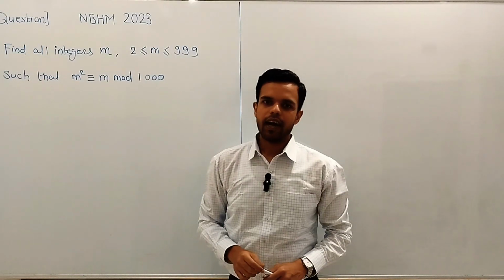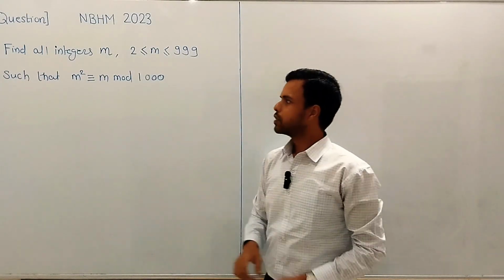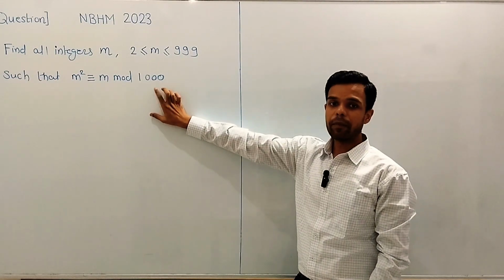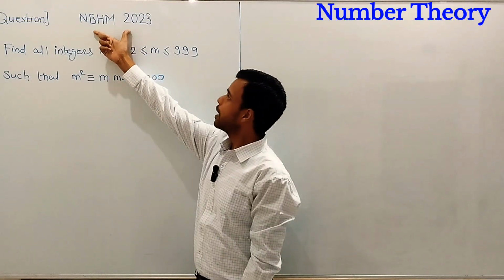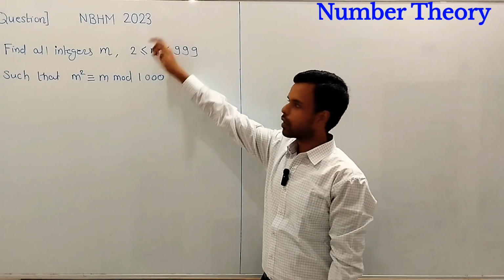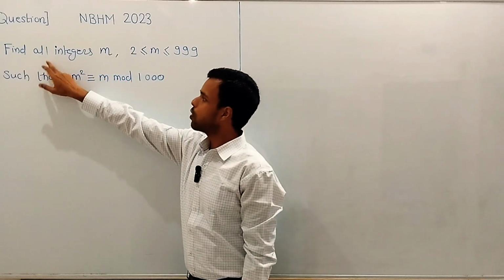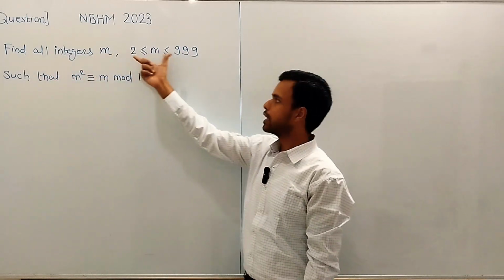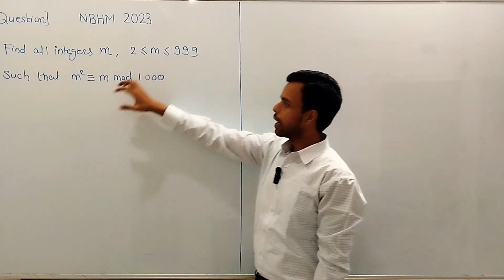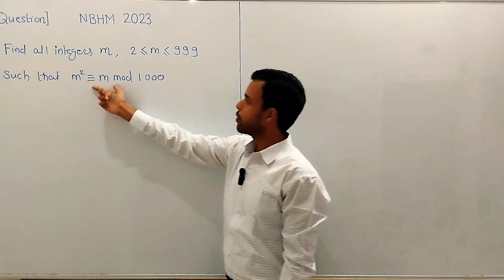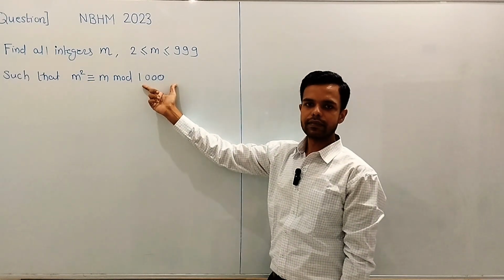Hello everyone, I'm Akash. In today's video, we will solve this interesting question on number theory which was asked in the NBHM 2023 exam. The question is, we have to find all integers m satisfying this inequality and such that m square is congruent to m modulo 1000.